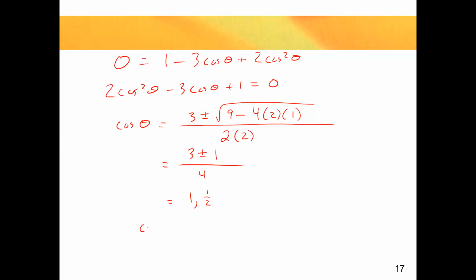So now I'm looking for, when is cosine theta equal to 1? And when is cosine theta equal to 1/2 on my little chart? And let's see, are we in degrees or radians? Radians, okay. So boom.